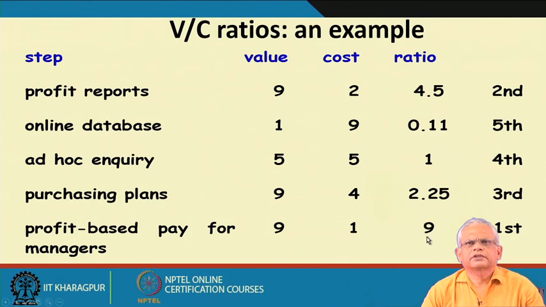So, for the next increment, this is the one that should be chosen. This has a high V by C ratio, and next the profit report should be chosen. Third is the purchasing plans, and fourth is the ad hoc inquiry, and last should be the online database.